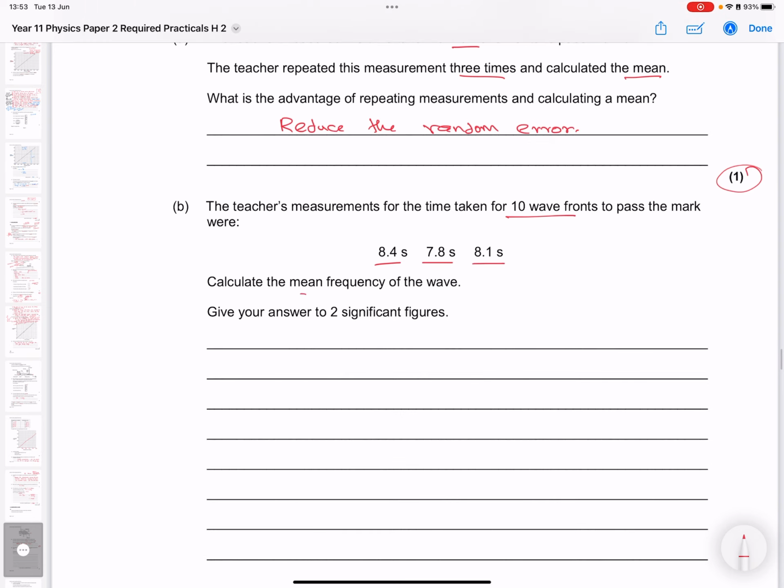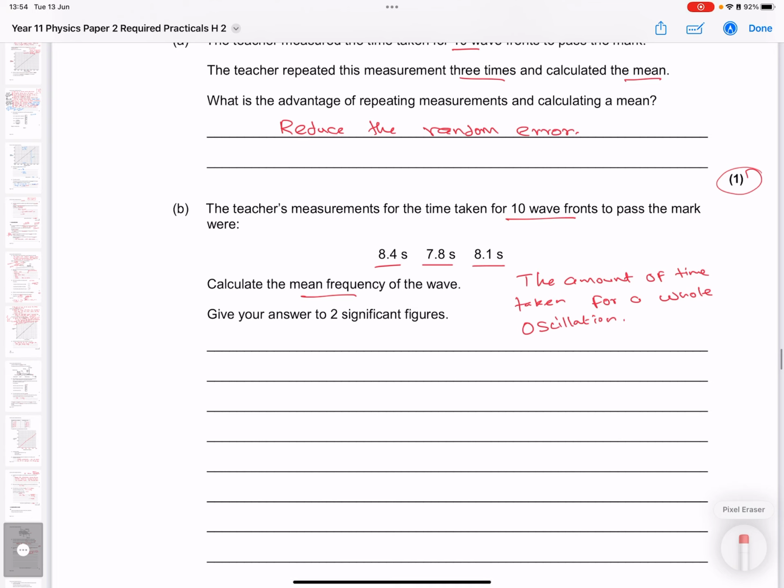Calculate the mean frequency of the wave. Okay, it is a tricky question. They are giving you a time period, the time for 10 whole wave cycles. Time period is the amount of time taken for a whole oscillation of a full wave. So they have counted for 10 waves.